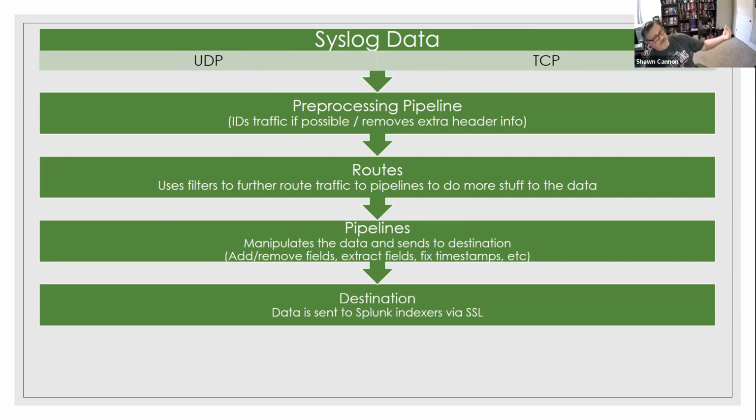And then obviously after that, you've got your routes and your pipelines. We're doing some filtering, setting up filters in the routes to route the traffic over to pipelines so we can manipulate the data and then send it over to Splunk. We're sending it to the Splunk indexers with an SSL connection so we can get some compression out of it, all that good stuff. So that's the basics there.